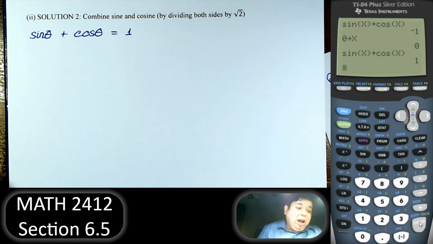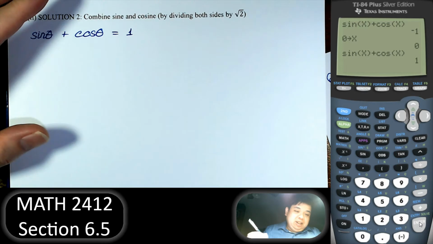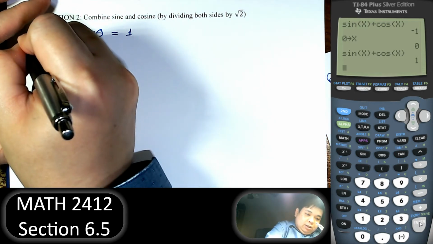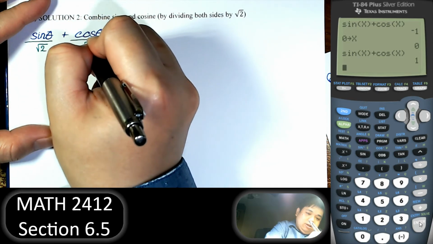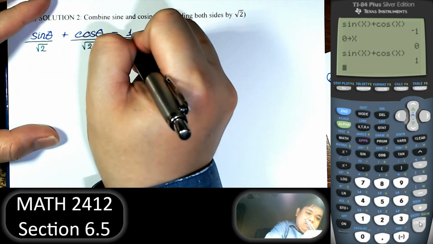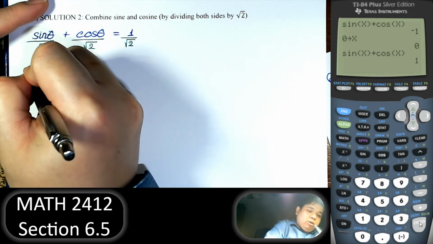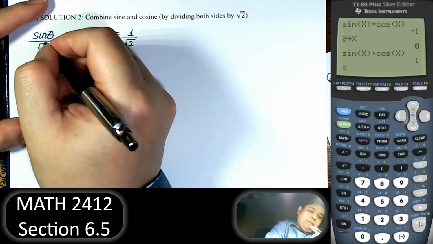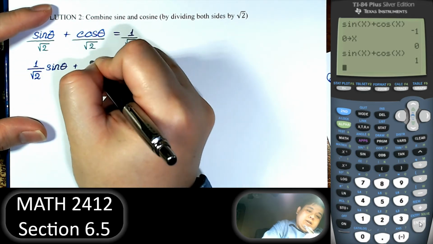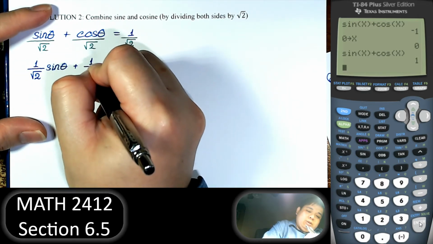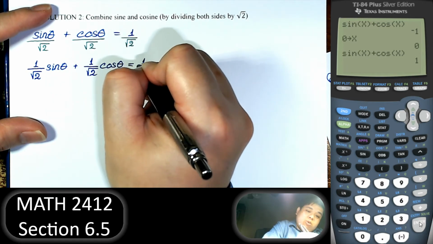Then you say, where do we get square root of 2 from? Well, you see. So I divide by square root of 2 on both sides. That gives us 1 over square root of 2 sine of theta plus 1 over square root of 2 cosine of theta equal to 1 over square root of 2.